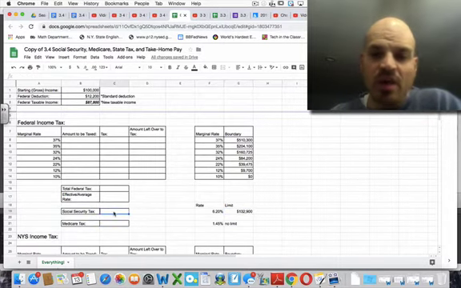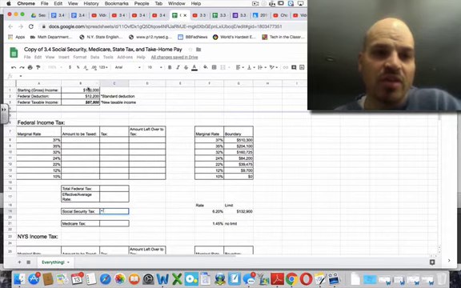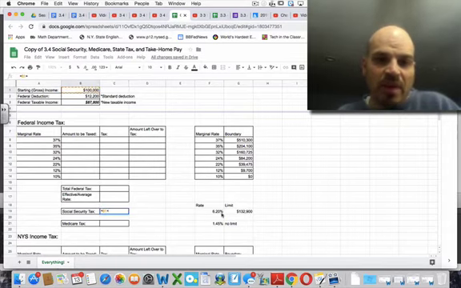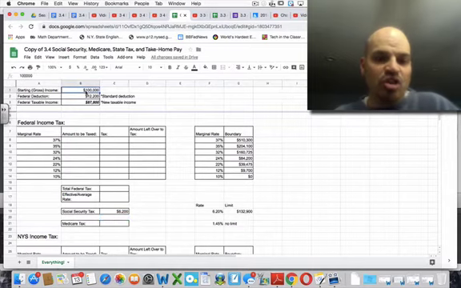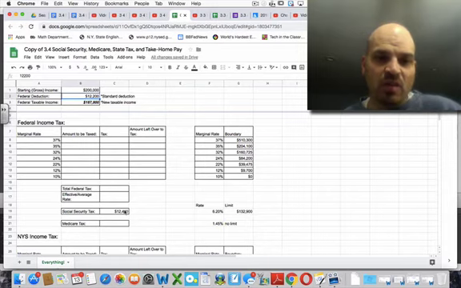So right now, if I want to compute my Social Security tax on $100,000, I would take my $100,000 and simply multiply by the percentage, which is here, and I get $6,200. Now let's say this changed to $200,000. Let's say I made $200,000. Well, now it appears that my Social Security tax is now $12,400.